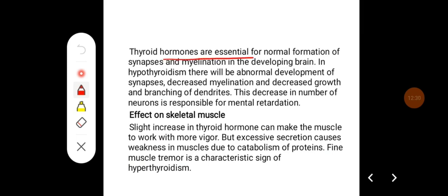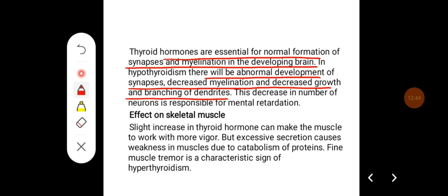Thyroid hormones are essential for normal formation of synapses and myelination in the developing brain. In hypothyroidism, there will be abnormal development of synapses, decreased myelination, and decreased growth and branching of dendrites. This decrease in the number of neurons is responsible for mental retardation.